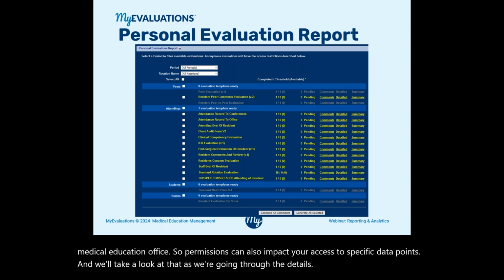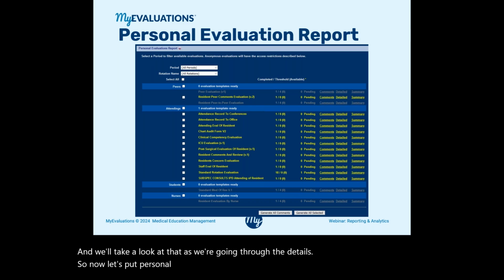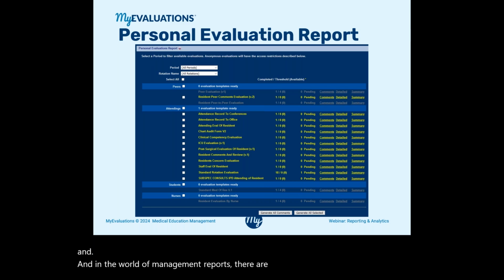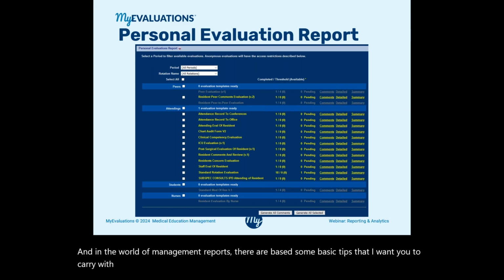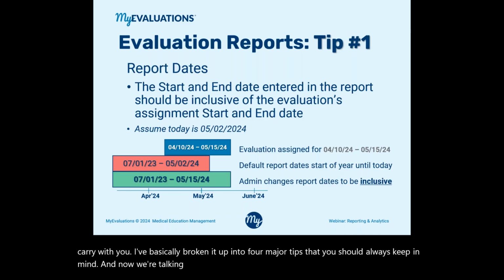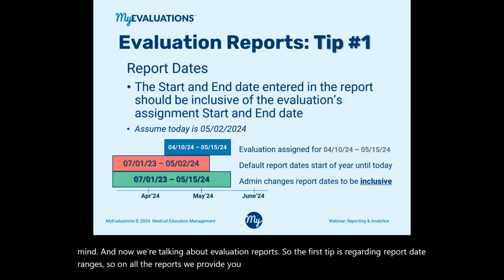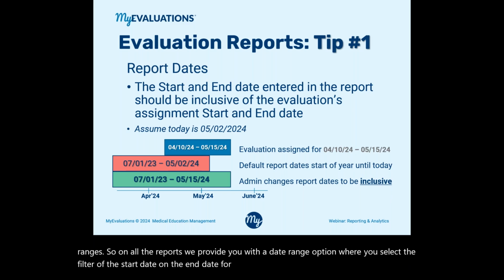So now let's put personal evaluation reports aside and let's focus on management reports. And in the world of management reports, there are some basic tips that I want you to carry with you. I've basically broken it up into 4 major tips that you should always keep in mind. And now we're talking about evaluation reports. So the first tip is regarding report date ranges. On all the reports, we provide you with a date range option where you select a filter of the start date and the end date for generating a report.